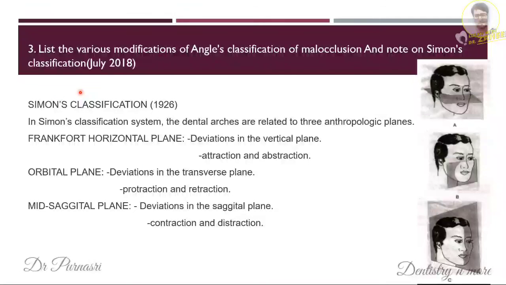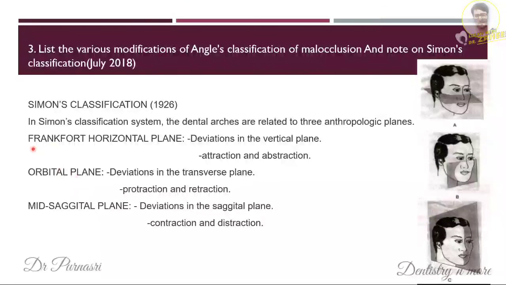This was given by Simon in 1926. The dental arches are related to the planes. Three different planes were given by Simon and the arches are classified based on that. The planes are Frankfurt's horizontal plane, you can see here, the orbital plane and the mid-sagittal plane.